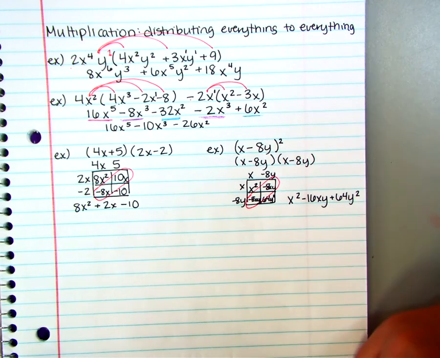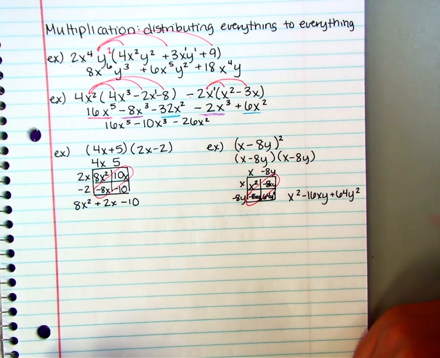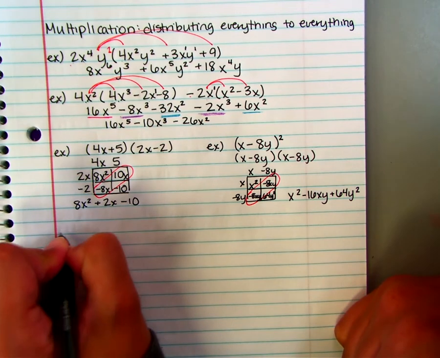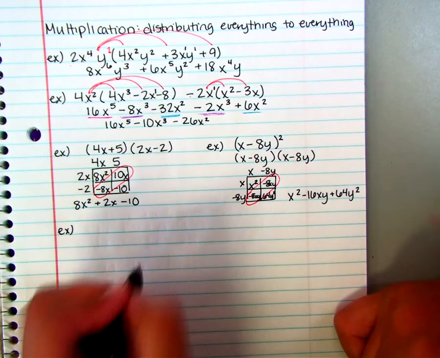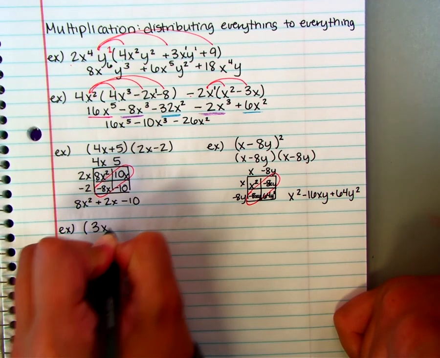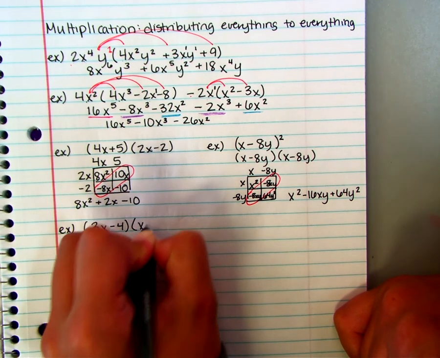So we'll look at, let's see, 2 more. We'll do one with the FOIL method. And if you really like the box, then you can just ignore this part of the video. But I do want to show you that it exists. And so we've got 3x minus 4 times an x plus 7.